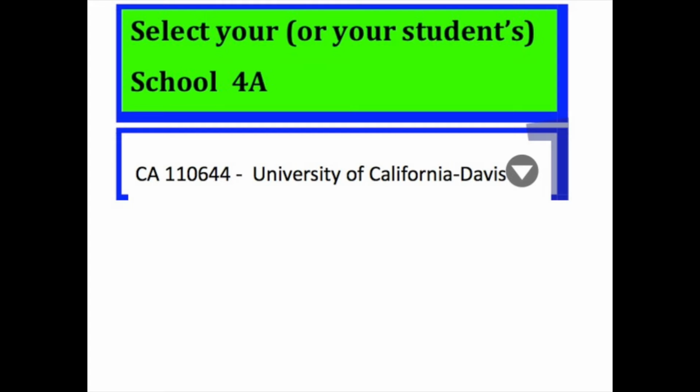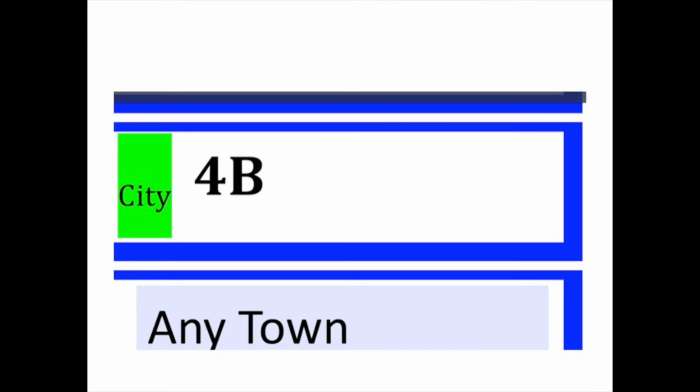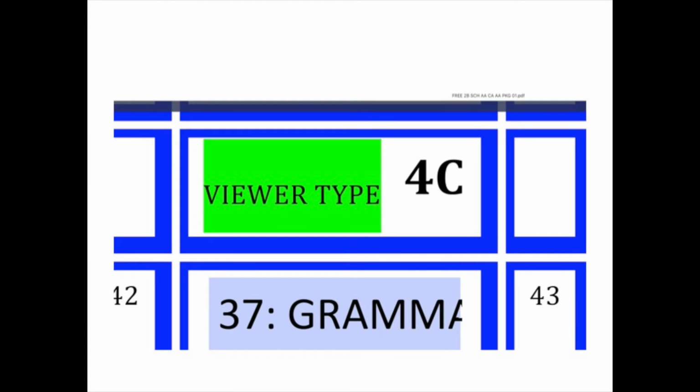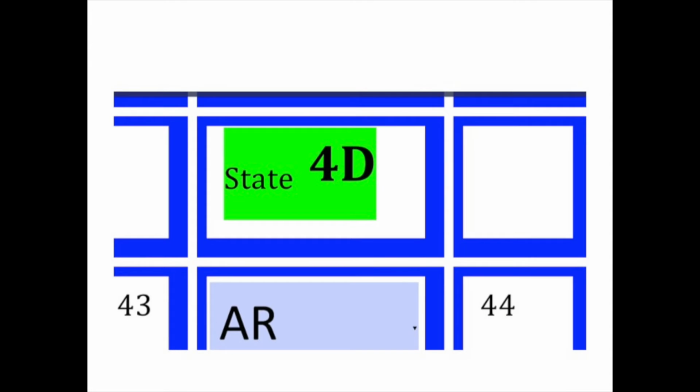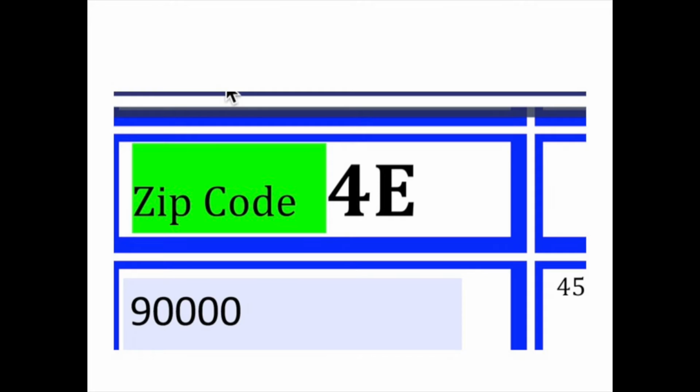In box 4B, enter the student's school city. In box 4C, click the down arrow and select your viewer type. In box 4D, click the down arrow and select the two-digit state abbreviation. In box 4E, enter the school zip code. In box 4F, enter the student's school phone number.